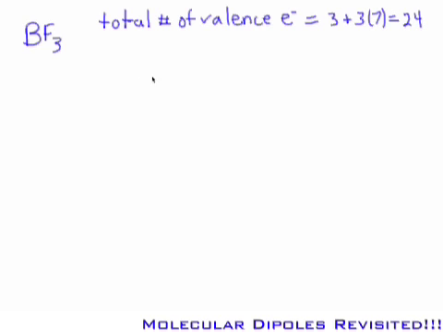So I'm going to take a boron, give it its 3, and then I'm going to put fluorines out there with 7 electrons. There's a fluorine. Here's a fluorine. And here's a fluorine. And I'm going to join these up.